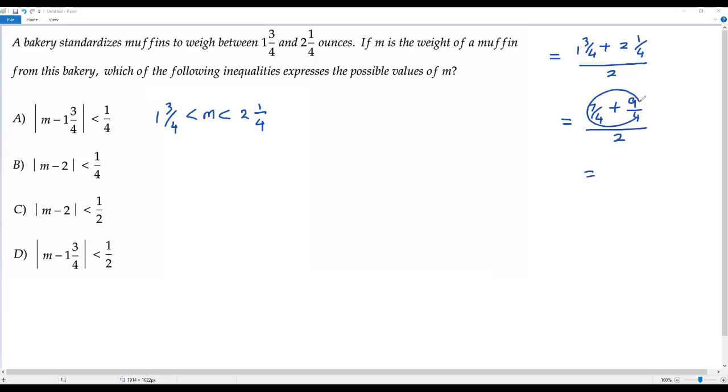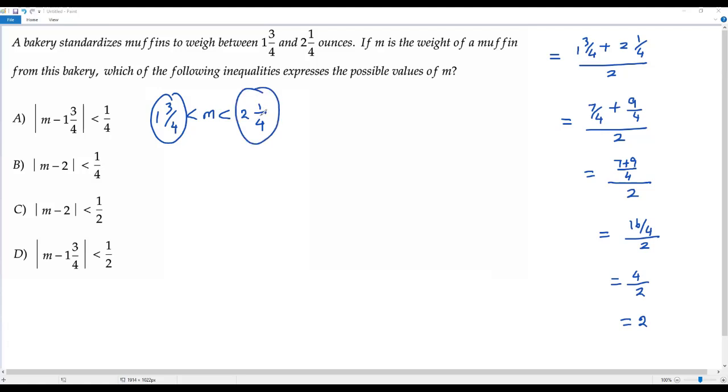So here we are adding two fractions with the same denominator 4. So we can take 4 as a common denominator and we have to add the numerators, 7 plus 9. Everything has to be divided by 2. Then when I simplify this, I'm getting 16 over 4 divided by 2. So 16 over 4 is just 4, divided by 2. Finally it gives 2. So the average of the minimum value 1 3/4 and 2 1/4 is just 2.